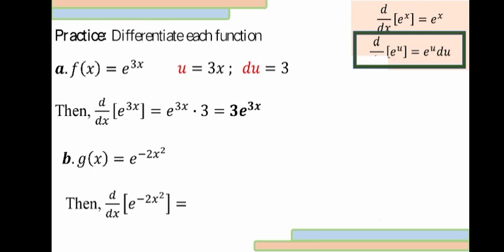Letter B. Function is e raised to negative 2x squared. Kukunin natin yung derivative nito. So, we will follow the same rule pa rin yung ikalawa. Okay? So, kukunin natin yung e raised to u, that is your function, and kukunin natin yung du, which is the derivative of your exponent. So, ano yung u natin dito? Yung exponent, that is negative 2x squared.